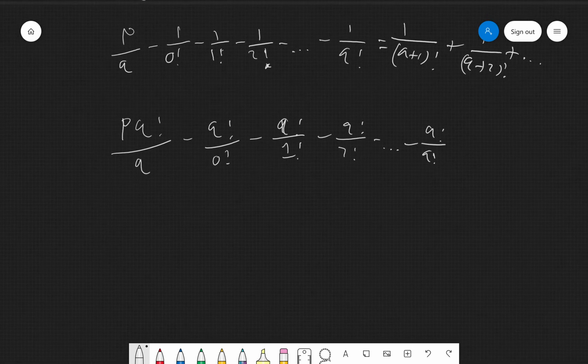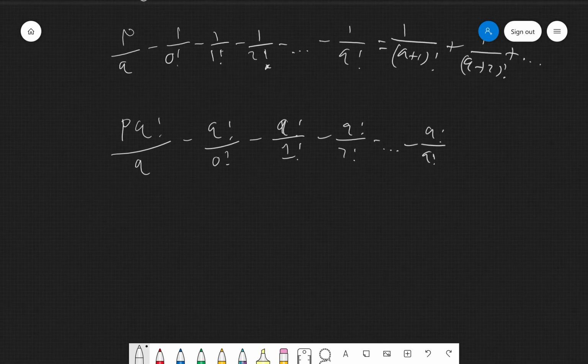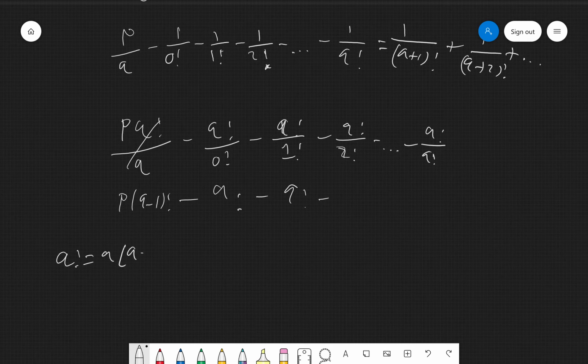Now notice that in the first case the q's cancel and you're going to get p times q minus 1 factorial. Here you're going to get just q factorial. Same here. So actually, I'm going to show you something. When you have q factorial, it's equal to q times q minus 1 times q minus 2, multiplying everything down to 3 times 2 times 1.